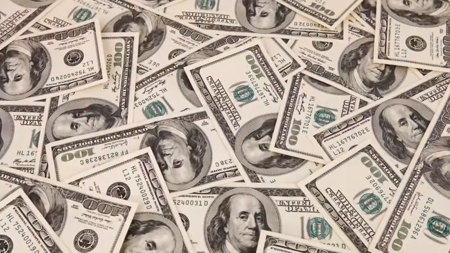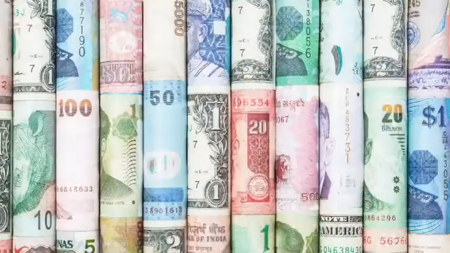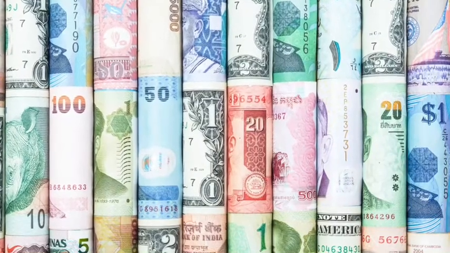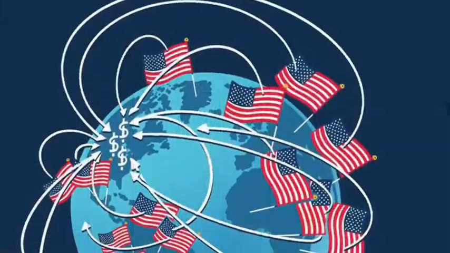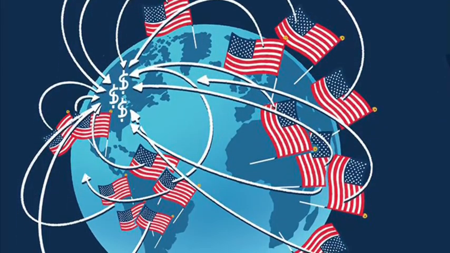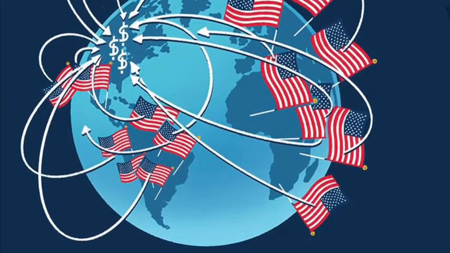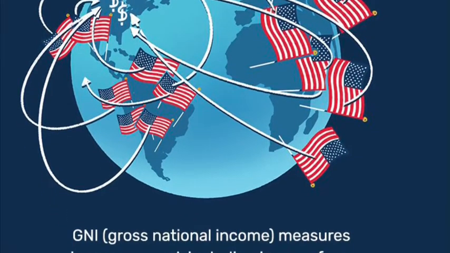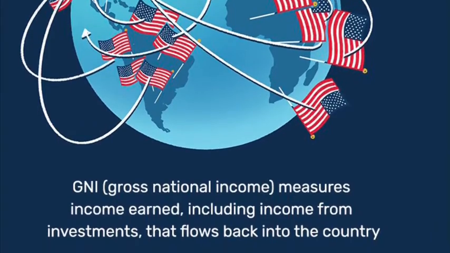The final aspect used to measure Human Development Index is gross national income. So I showed some US dollars and some foreign money to show this. Gross national income measures the total amount of income that a country earns, and this includes money from investments that flow back into the country. And this measurement really gives a good idea of how wealthy a country is, and also gives a glimpse into the average standard of living.